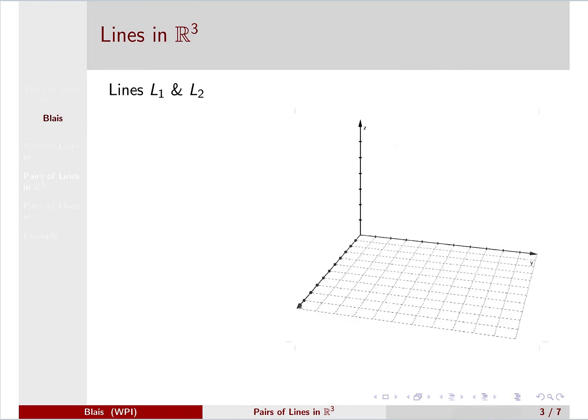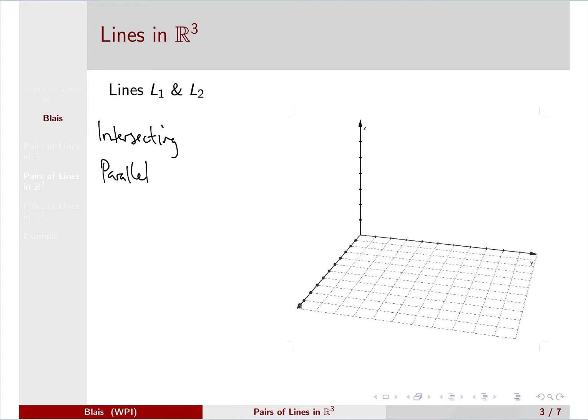When we go into R3, we still do have those states. You can have lines that intersect. You can have lines that are parallel, which makes sense because the xy plane is, of course, part of R3. This grid is part of it, depicted here. So you could have parallel lines, intersecting lines.